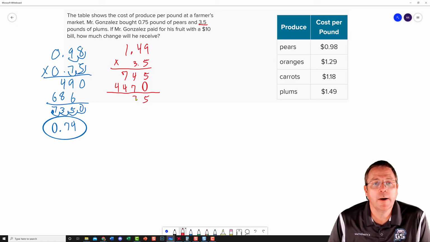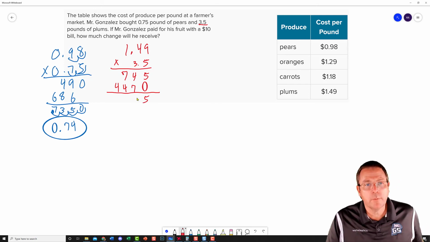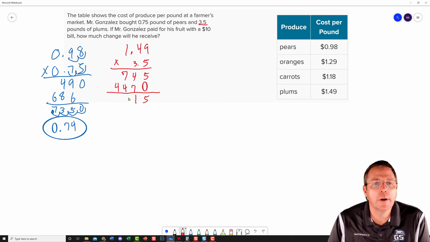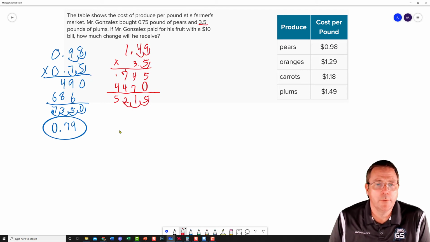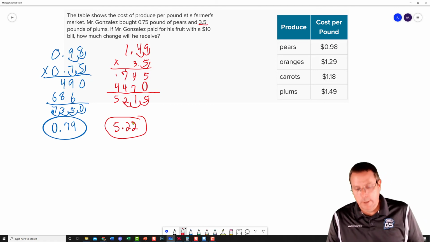That's going to give me a 5. That's going to give me, whoops, wrote that one wrong, an 11. Just carry the 1, that'll give me a 12 right here. Carry that one, that's going to give me a 5 right there. I'm going to bounce a decimal, 1, 2, 3, 1, 2, 3, which means to the nearest cent, he paid $5.22 for his plums.